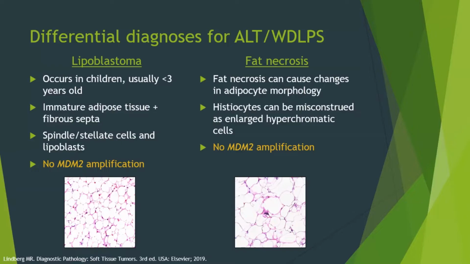Lipoblastoma occurs in a younger population, usually in children less than 3 years of age, although there are rare cases in which it can occur in adults. The appearance of immature adipose tissue can mimic that of the atypical adipocytes in atypical lipomatous tumor well-differentiated liposarcoma, in which you have a variety in the sizes of the adipocytes with fibrosepta.